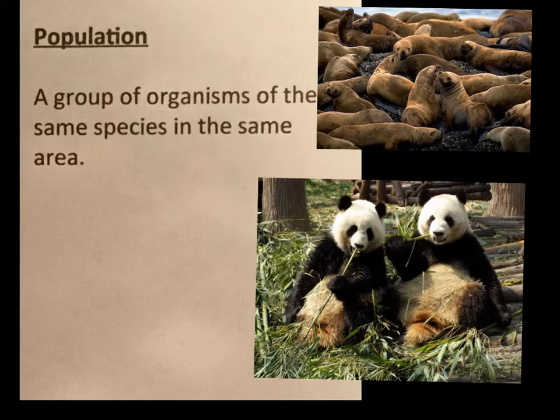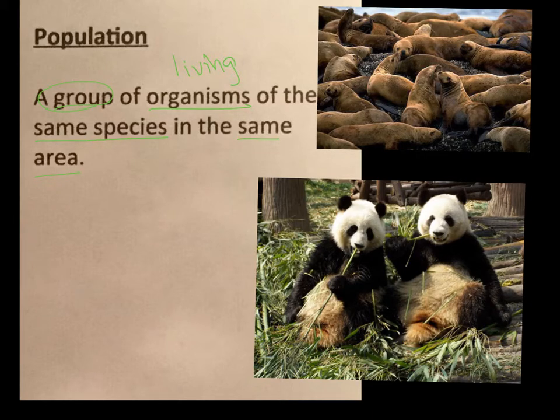Now let's look at a population. All right. So now that we looked at an organism already, which is any living thing, now we move over to a population, which is the second step. This is a group of organisms. Remember, organisms are those living things. So it's a group of organisms of the same species in the same area. So for example, we're humans. We're all the same organism. So we are considered a population.